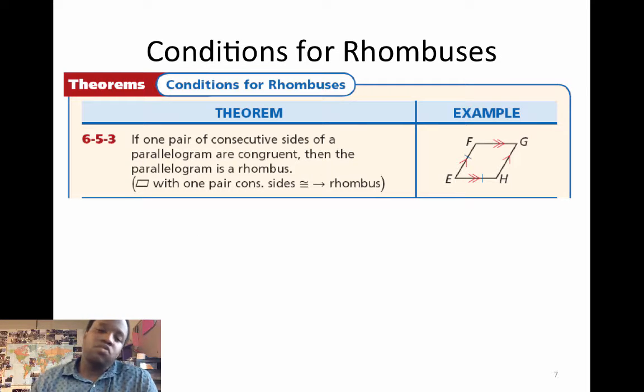And the conditions with rhombuses or rhombi: if one pair of consecutive sides of a parallelogram are congruent, then the parallelogram is a rhombus. So we know with parallelograms that opposite sides are congruent. Now, if we're also given that the consecutive sides or adjacent sides are congruent to each other, then these two sides have to be congruent to each other. These two sides have to be congruent to each other. Therefore, all of the sides would be congruent to each other.